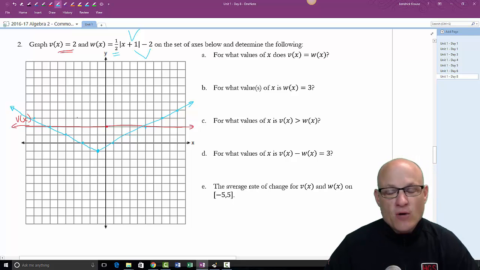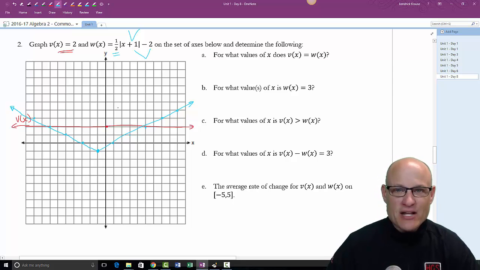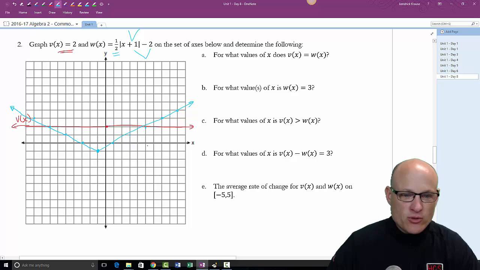All right, there we go. Hopefully you graphed it correctly, and let's fly through these. When do they equal each other? They equal each other here at this point, and equal each other here at this point. So this is negative 7, and this is 1, 2, 3, 4, 5. So negative 7 and 5.